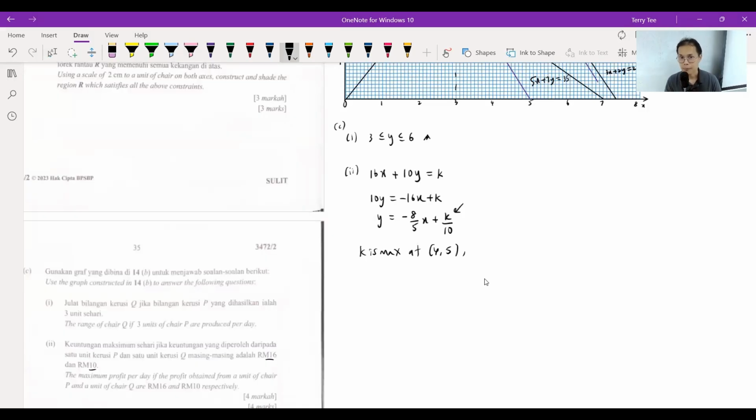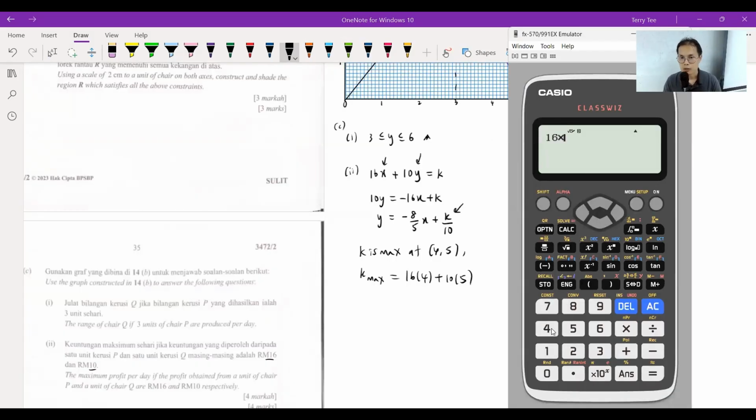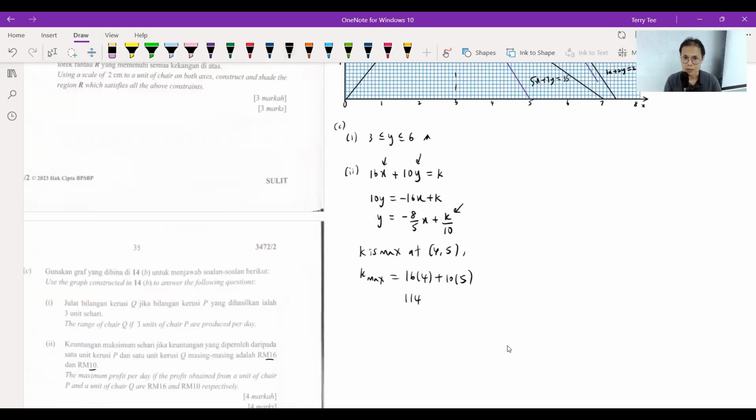To find the maximum K, we don't find it from the graph. We move the line up and down just to identify the coordinate that gives us the maximum K. To find the maximum K, we substitute inside here. We know our x is 4, our y is 5. So 16 times 4, plus 10 times 5, the result is 114. So this is your keuntungan maximum, 114 ringgit. Okay, that's it.